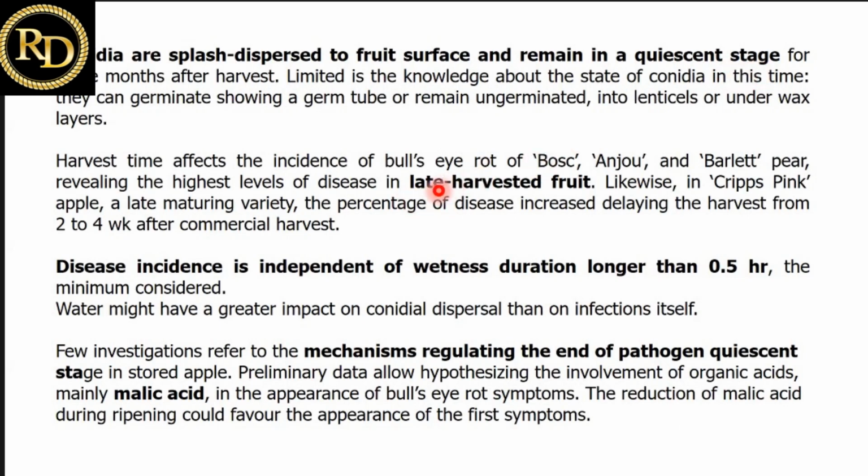In particular, susceptible varieties include Bosc, Anjou, and Bartlett pear, and also Cripps Pink apple. In particular, fruit which are harvested very late in the season, for example in October, are favored in the infection. Yes, a last aspect which is important is that the reduction of malic acid in the apple can favor the germination of the conidia. This is quite a recent result.